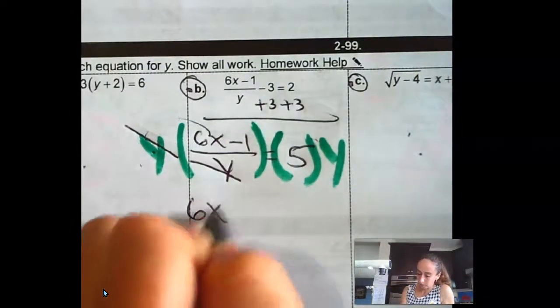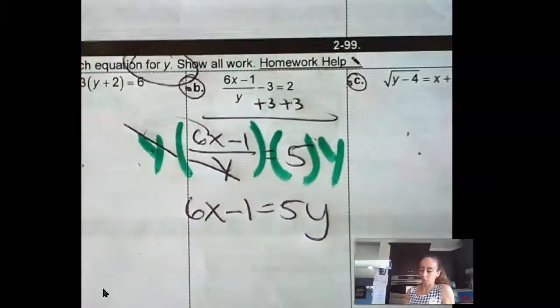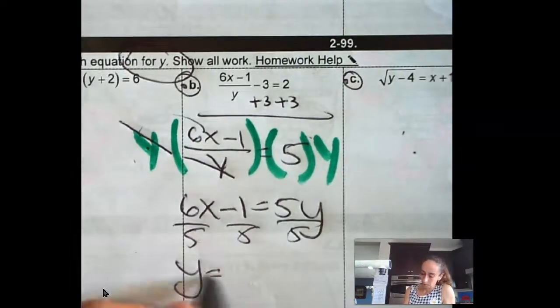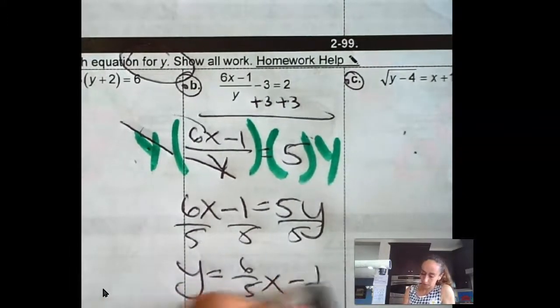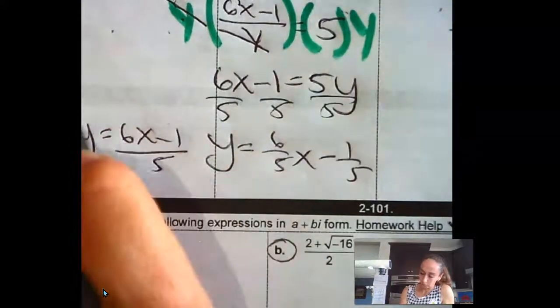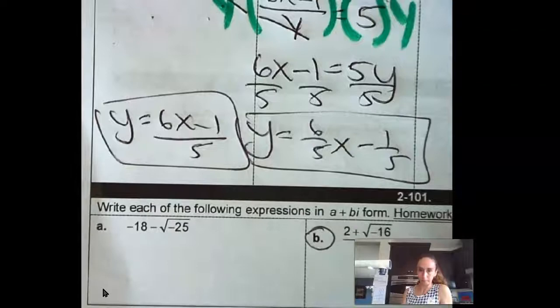So then I get 6x minus 1 equals 5y. And now they want you to solve for y. Divide by 5, divide by 5, divide by 5. Y equals 6/5 x minus 1/5, or y equals 6x minus 1 all over 5. You like this one? Great. You like this one? Great.